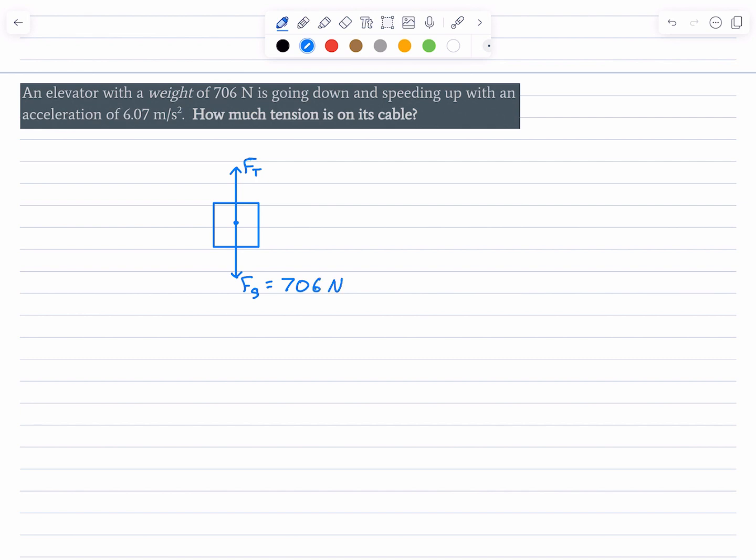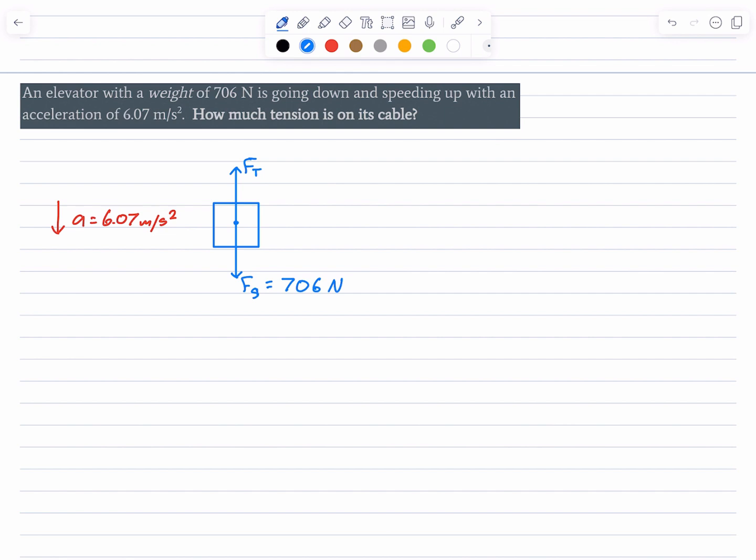And we're told that it is going down and speeding up. So if it is speeding up, then that means it must be accelerating in the same direction that it is moving. So in this case, we have an acceleration of 6.07 meters per second squared, and that is in the downward direction. So down is now positive in this problem. Down is positive, which might be a little bit of a mental shift for some of you, but yeah, down is positive. Now we know from the previous example we needed both mass and weight, so we might as well go ahead and figure out what the mass is of this.